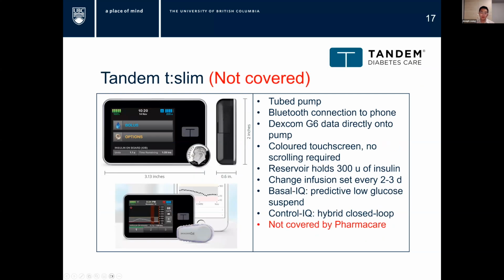The Tandem t:slim pump is not available through Pharmacare, although Pharmacare will cover the pump supplies, but not the whole system, the pump itself. So it is a tubed pump, and there is Bluetooth connectivity to the phone as well. A few months ago, there was a software upgrade where Dexcom G7 is now compatible with the Tandem t:slim. It's a colored touchscreen, and it holds 300 units of insulin as well, just like for Medtronic. Most commonly, people are using the Control-IQ system, which is the hybrid closed loop or automated insulin delivery form of this pump. And once again, not covered by Pharmacare.